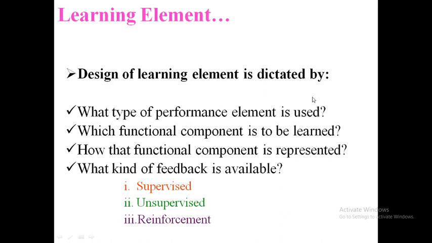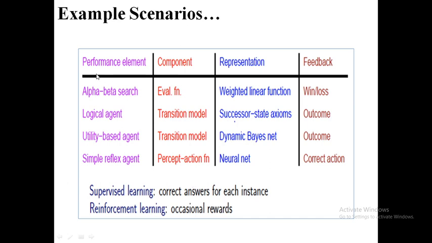Design of the learning element is dictated by 4 factors; every learning element should be based upon them. The type of performance element: how you perform, how you verify that. How your functional component should work, what functionality you want to apply for this learning element, how the functional element should be represented, and finally what is the feedback. Okay, now what is a performance element? The performance element can be either alpha-beta search, a logical agent, or a utility-based agent, a simple reflex agent, whatever, how you want to perform, that is up to you.